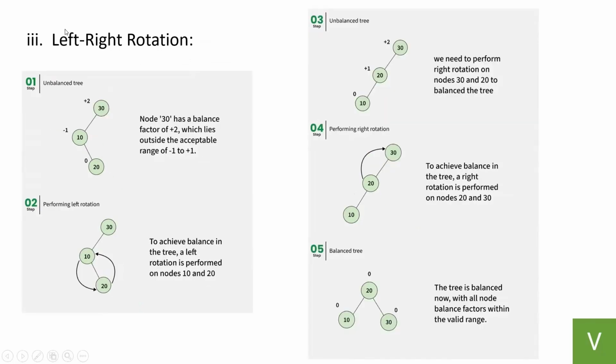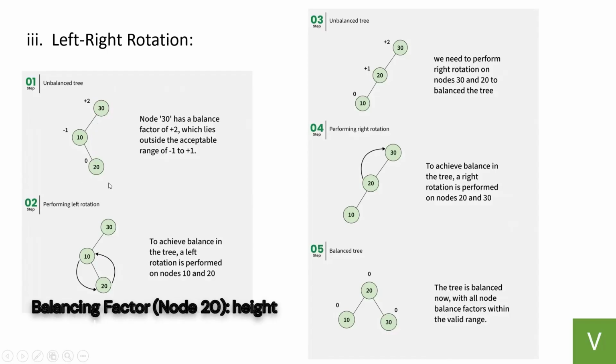Now let us look at the third type of rotation, which is left right rotation. So in this, we will consider three nodes where 30 is the root node and 10 is the left child for the node 30, and 20 being the right child for the node 10. So we will start from the bottommost node, which is 20.